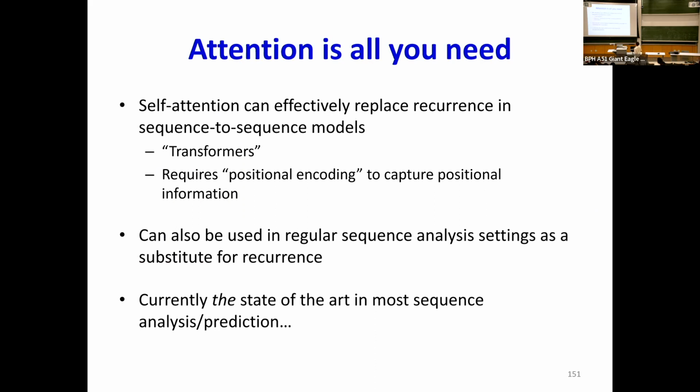So self-attention can effectively replace recurrence in sequence-to-sequence models. This is what gave us transformers. The use of positional encoding is kind of key. Without it, the whole thing doesn't work. So there's been a lot of work on how to compute the most effective positional encodings. You can learn those, for instance. And they can be used in a regular sequence analysis setting as a substitute for recurrence. And obviously, it is the state of the art in pretty much everything you're going to encounter.